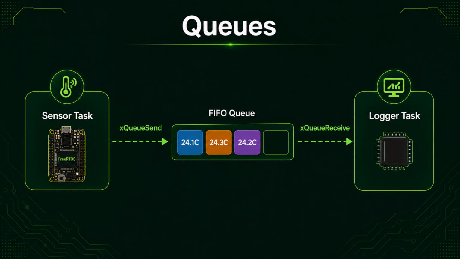FreeRTOS queues copy each item into internal queue storage. The queue must therefore be created with the correct item size and number of entries. Large structures can consume significant RAM, so applications often queue pointers instead, but the referenced memory must remain valid. Queues are thread safe and can also be accessed from interrupts using functions such as xQueueSendFromISR.